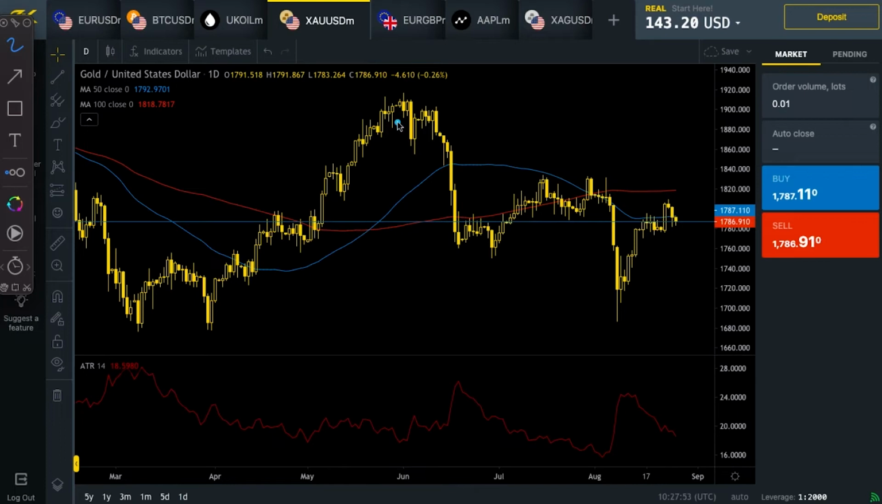So if we take as our starting point, which is roughly the start of June, we can find 1, 2, 3, 4 new lows. So possibly we have a downtrend into which we can sell.